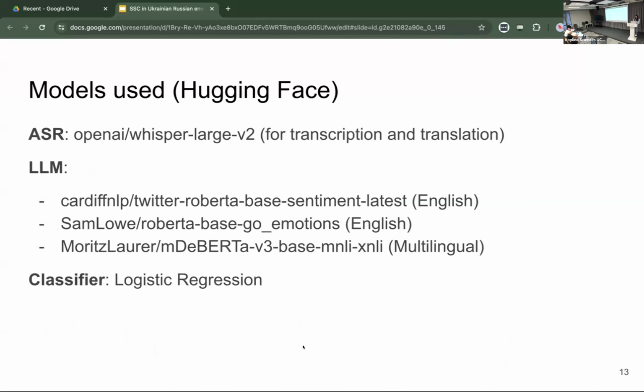So the models we choose for this baseline: for the ASR, we choose Whisper Large V2, which provides us both transcription and translation, which we'll need for the LLM models. For the LLM, we choose two English models, which were already trained to classify sentiment and emotions. And the third one is a multilingual model trained for natural language inference and is capable of zero-shot classification. So this model supports the Ukrainian language. And for the classifier, we choose logistic regression because our dataset is relatively small, and choosing a DNN model may cause us overfitting on the features.